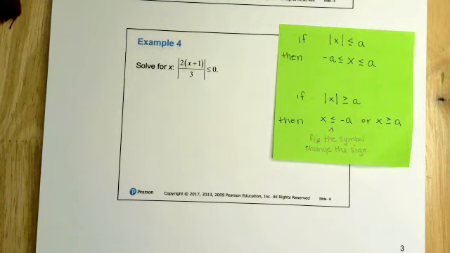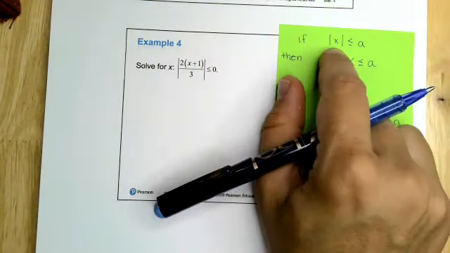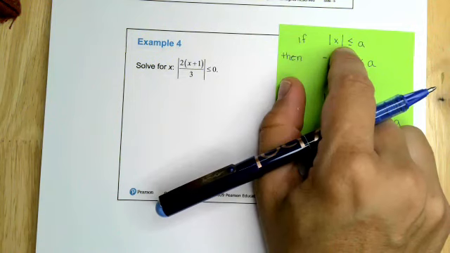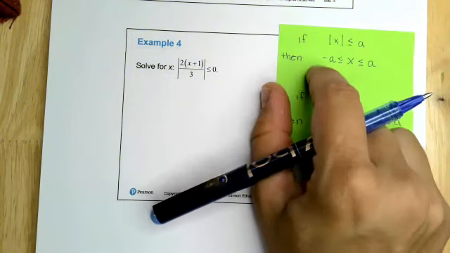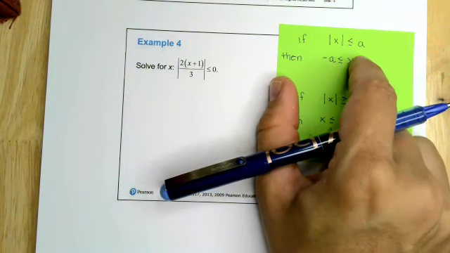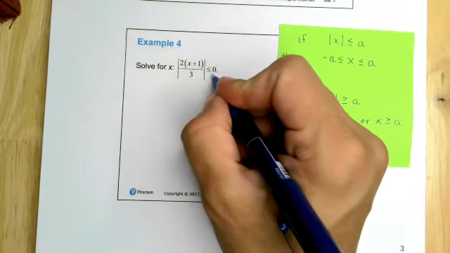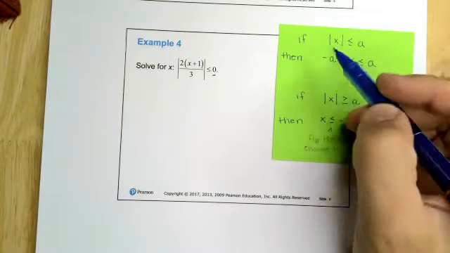So for example 4, here's my rule, we're still on less than. If the absolute value of x is less than or equal to a, then we set -a less than or equal to x, and x less than or equal to a. However, this number is 0. 0 does not have a negative.